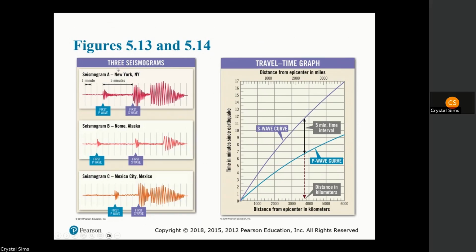So in this example, we have 3 different seismograms, one from New York, one from Nome, Alaska, and one from Mexico City, Mexico. And we look at these 3 and we look at the time it takes from the first P wave and the first S wave to occur on the seismogram. And then we look at this time travel graph where we can see our S wave curve, we see a P wave curve, and we find the time interval between them, track that down, and that's going to give us our distance from the epicenter.